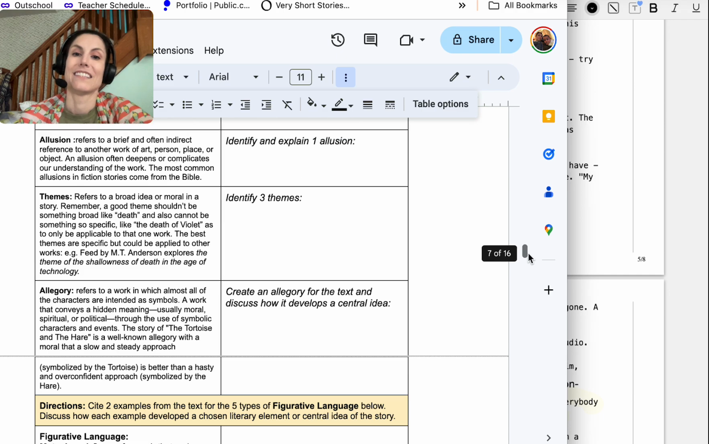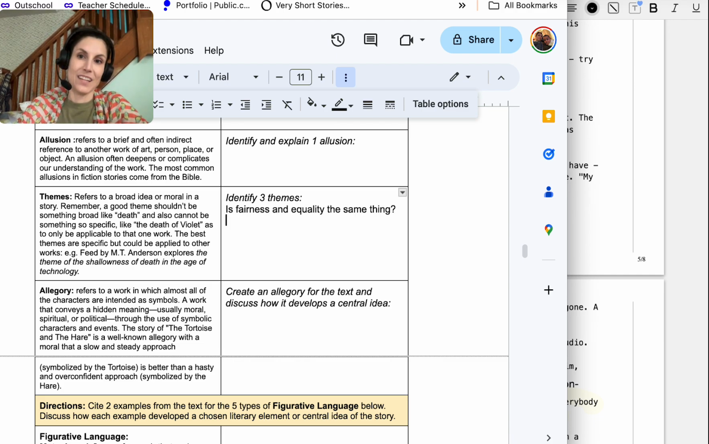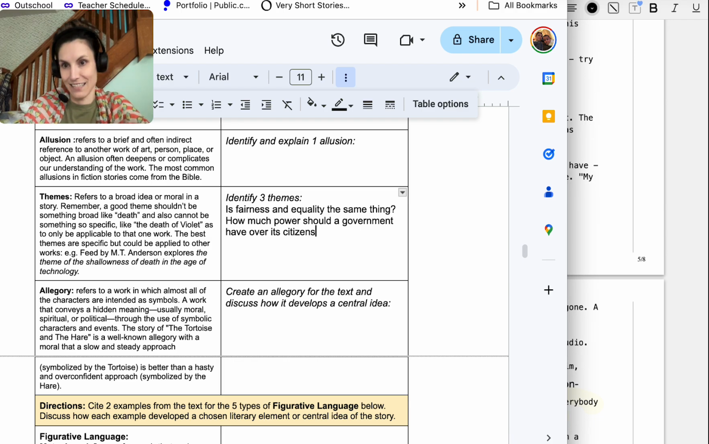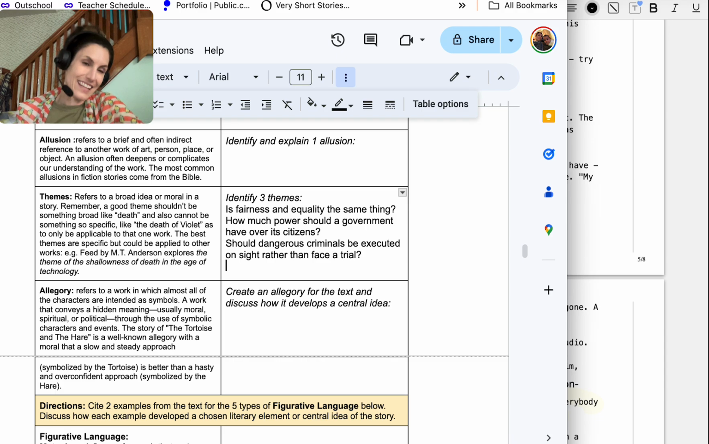And then all the different types of themes, you have individual, what is fair, is, we can say, is fairness and equality the same thing? We can say, how much power should a government have over its citizens? That's definitely one. We can have, should dangerous criminals be executed on site rather than face a trial? You could say that he was killed right away by the government. He was also detained. We could say like the theme surrounding government detention, any of those would do.